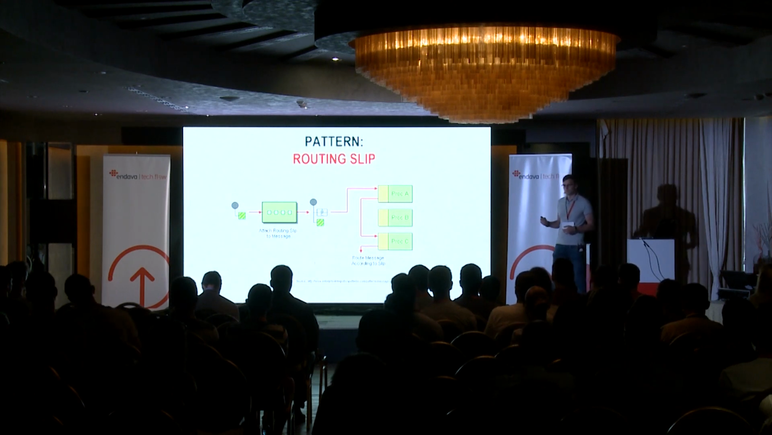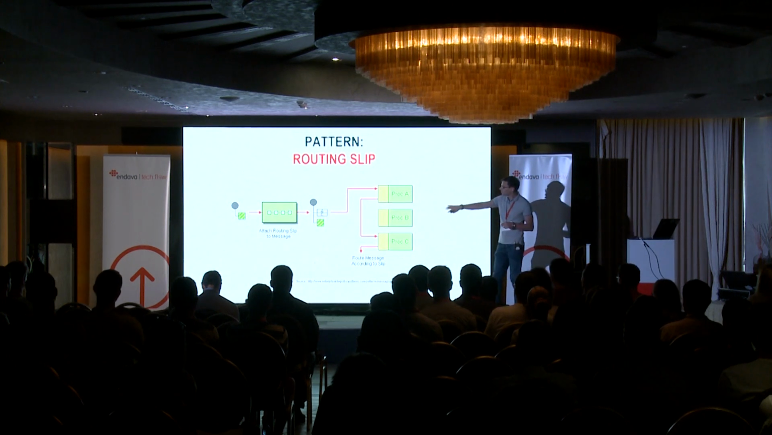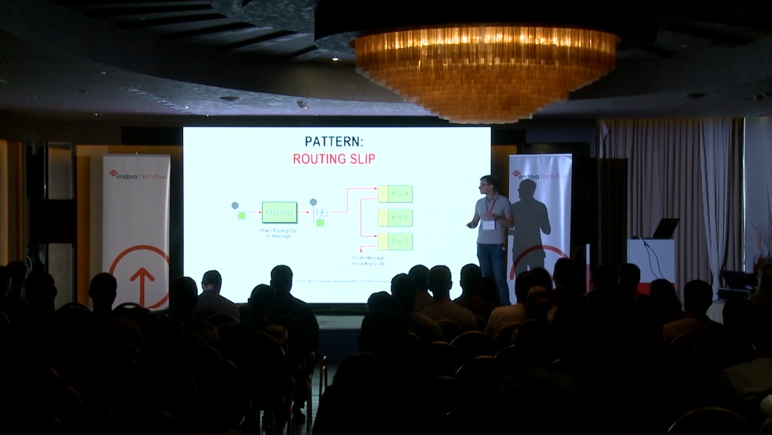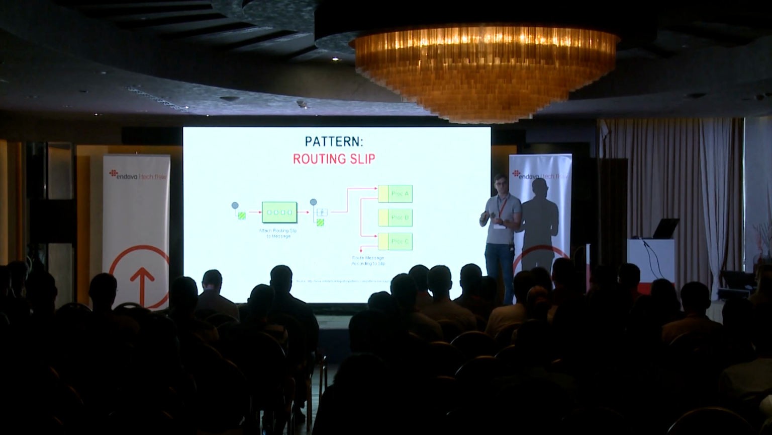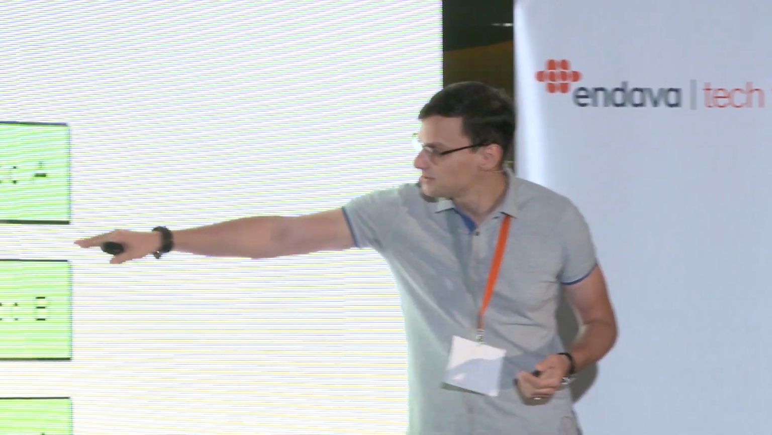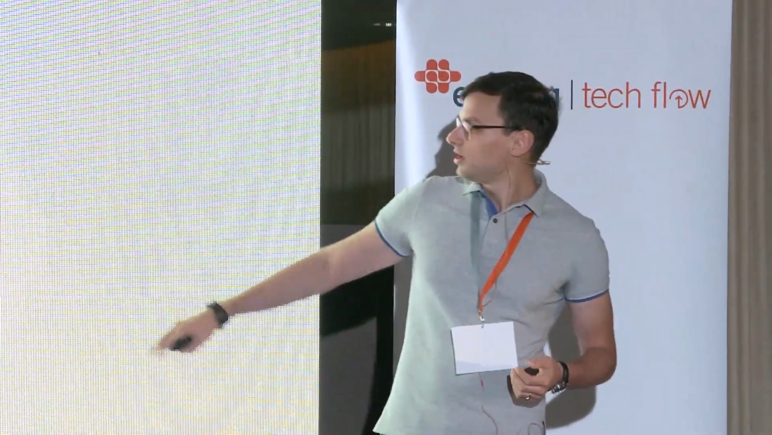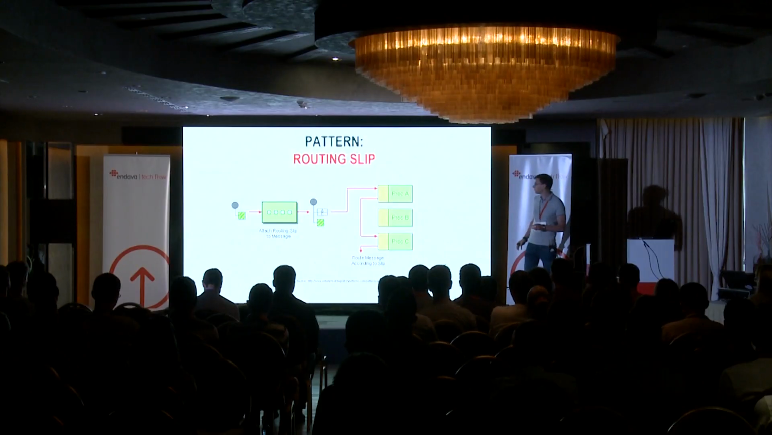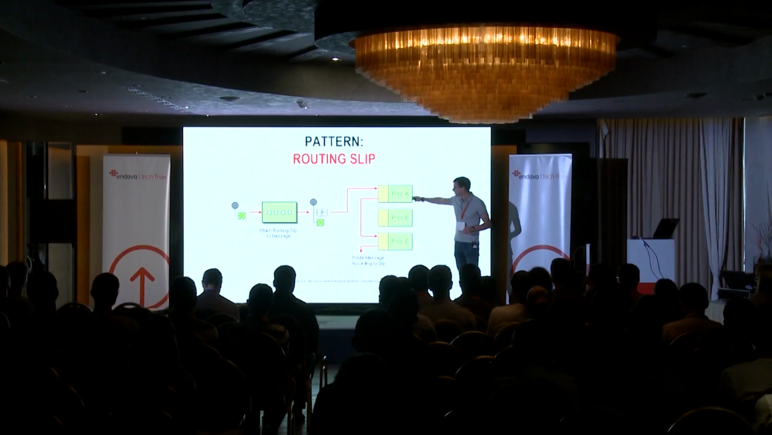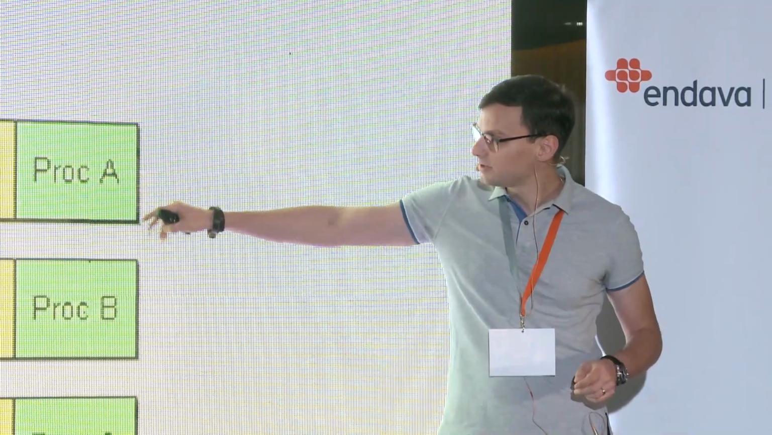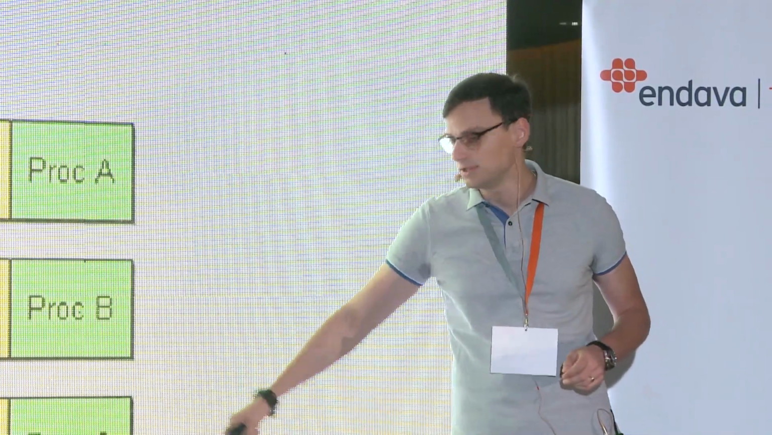It's called the routing slip. So what we do is attach a routing slip to each message that describes the processing steps that we need to go through. So in this case, it's A and C. And then we route the message, and we wrap each of our components with a special message router that knows how to read the routing slip and route the message to the next component. So basically, when it goes to A, it reads the routing slip. Okay, A is done, so it routes to the next component, which is C.